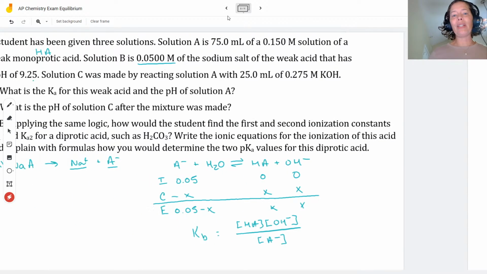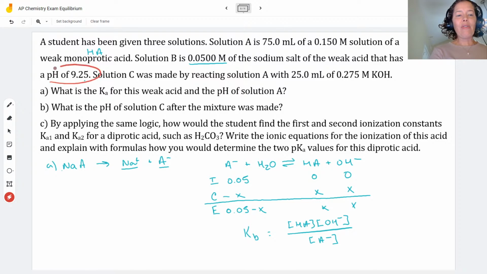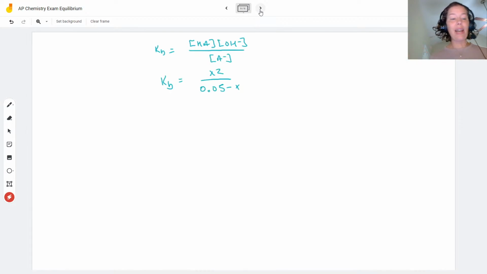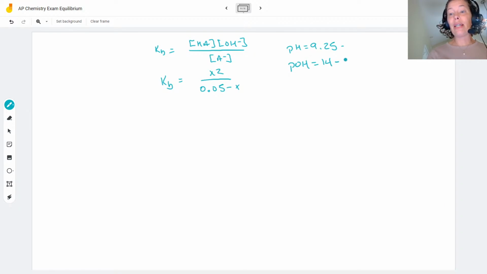This is why I went for my solution that had my pH, because if I have a pH of 9.25, then I can connect that into my concentration for hydroxide. So first, pH of 9.25. Recognize that you're going for your concentration of hydroxide. So what I tend to do in this situation is I convert this into a pOH, which of course is just 14 minus 9.25, which equals 4.75. And then I get my concentration of hydroxide.